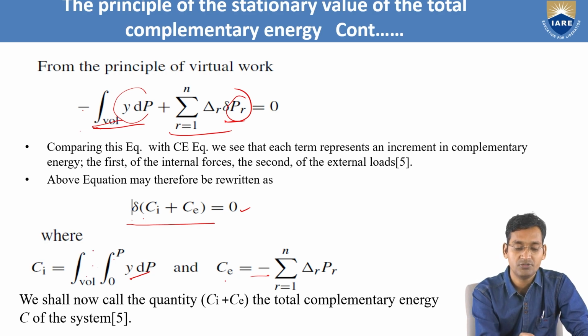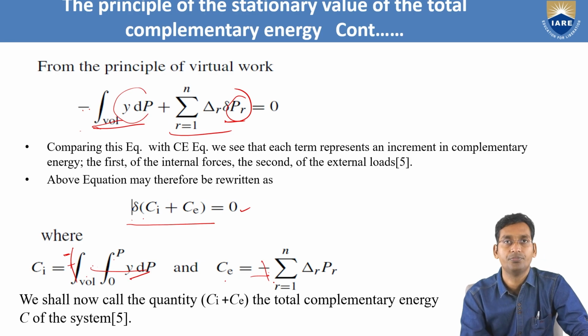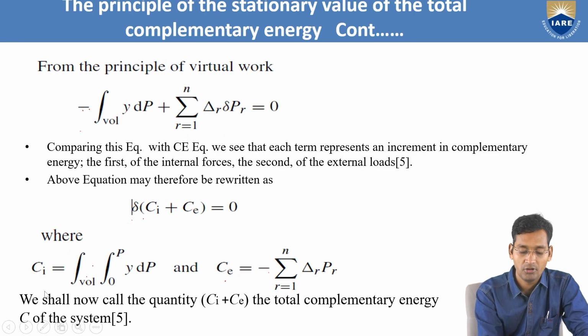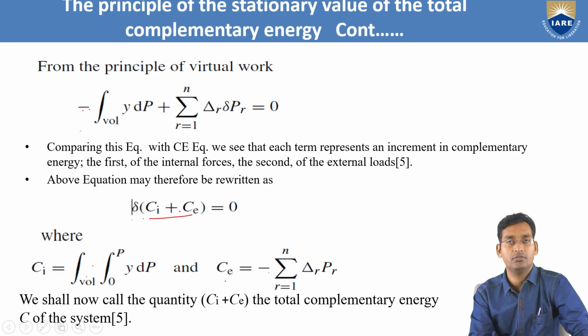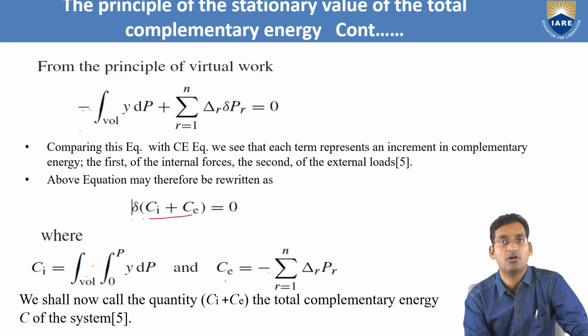Why? Because if positive is here and you put negative, take minus common, here also minus, and with this you will also get the plus. Or if plus is there, take minus common, what will you get? This term becomes minus and this term becomes plus. So now after that, we can write this as delta Ci plus Ce, or ∂Ci plus Ce, equals 0.